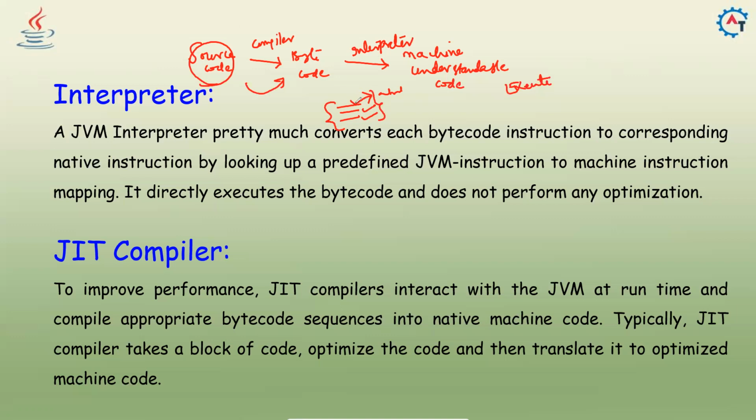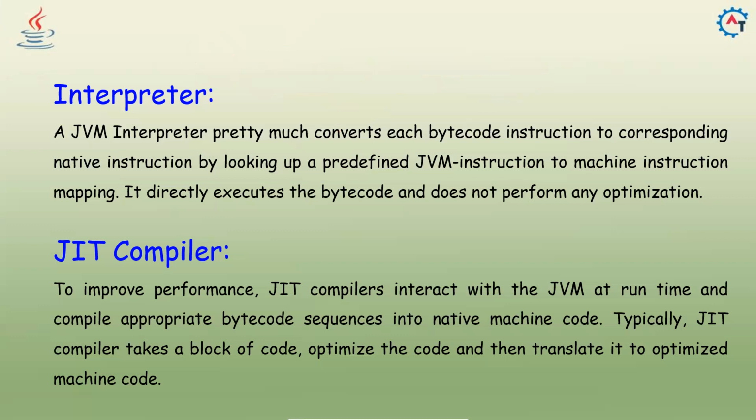If you dig into that, there are so many differences, but the basic difference is that the compiler will convert everything in one shot. But the interpreter will go line by line through the bytecode, interpret it, and execute it. Okay, so that's how it will interpret the bytecode into machine understandable code and execute it.